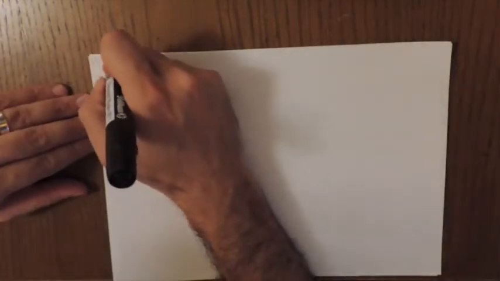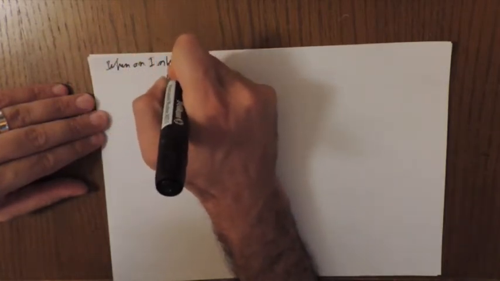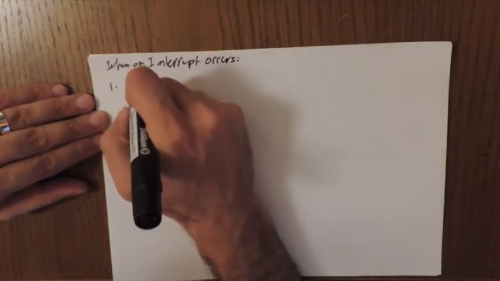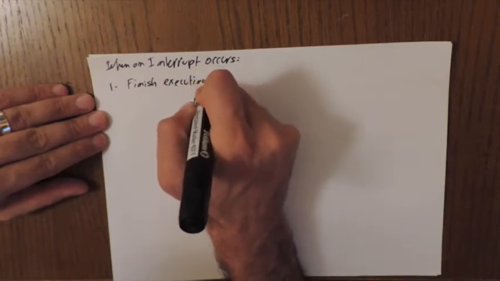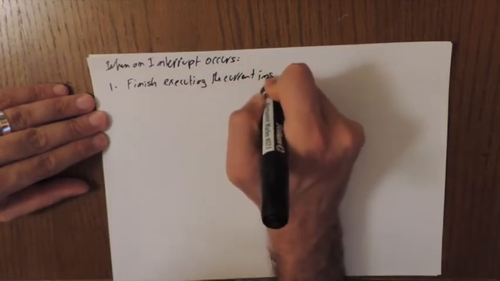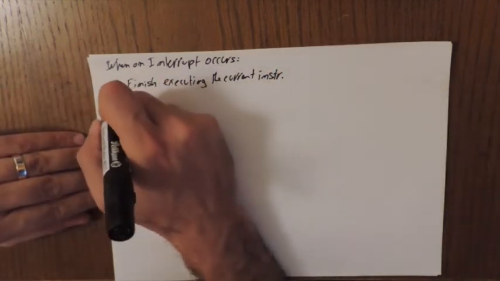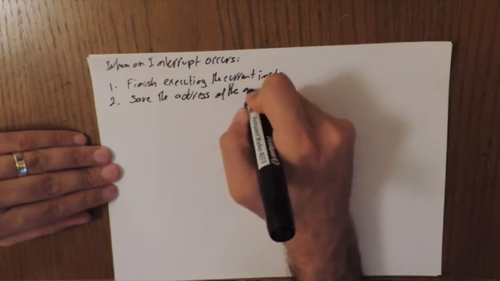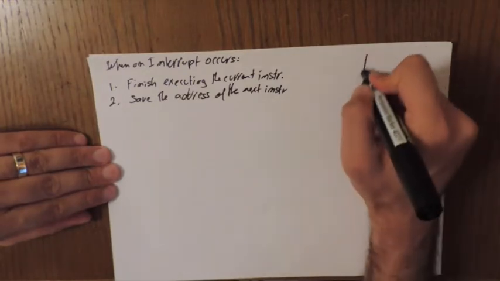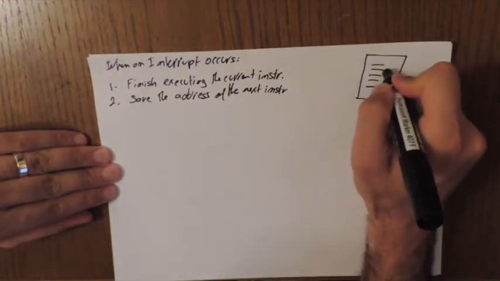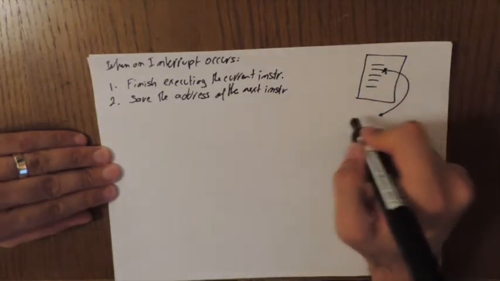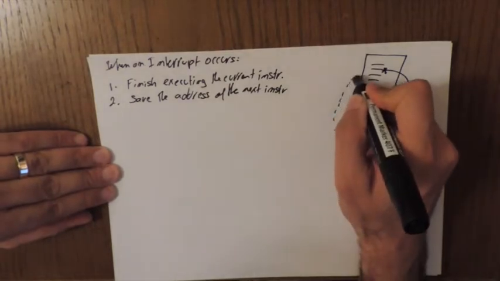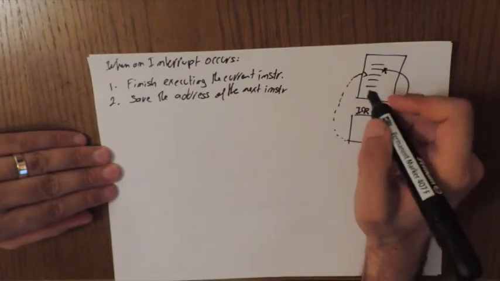The steps are actually easy when an interrupt occurs. First, I finish executing the current instruction. Then I save the address of the next instruction so that I know where to go back, because remember, I have many instructions. An interrupt happened here, I go to the ISR, the interrupt service routine, and then I have to return all the way back to the instruction after it. So I need to know this instruction. Of course, I save it on the stack.